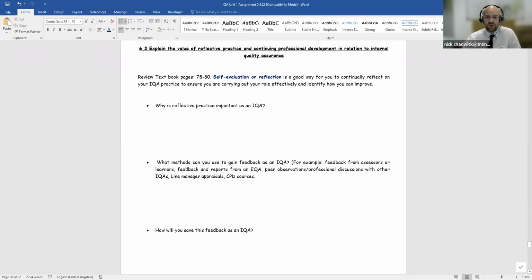And also, what methods can you use as an IQA to gain feedback about your IQA role? For example, feedback from assessors, feedback and reports from the EQA. It could be peer observation reports, professional discussions with other IQAs.